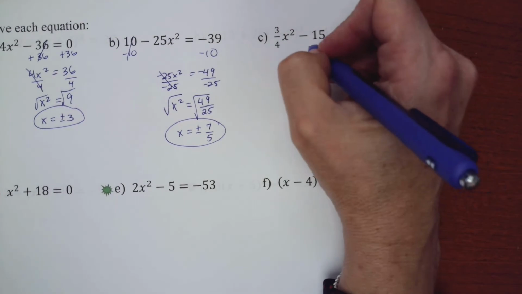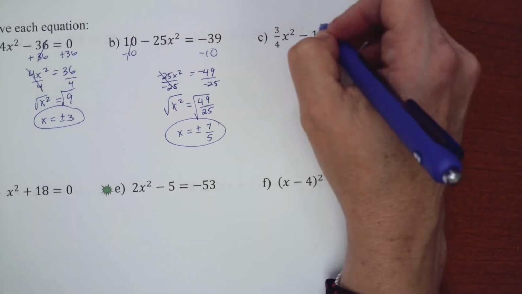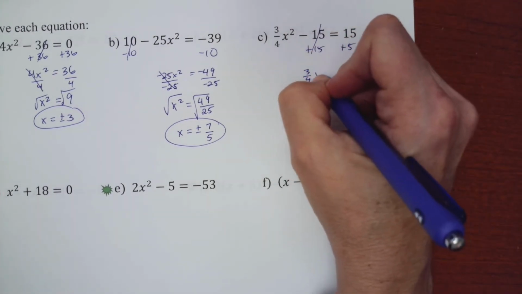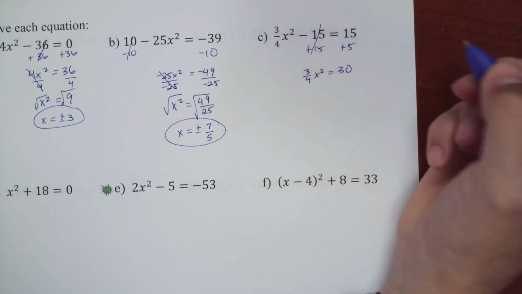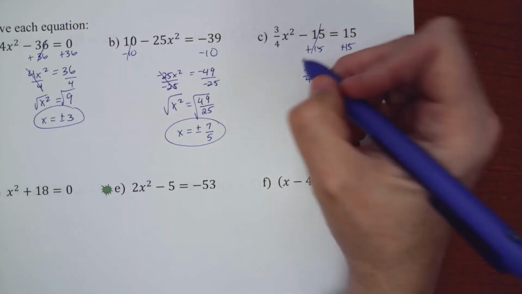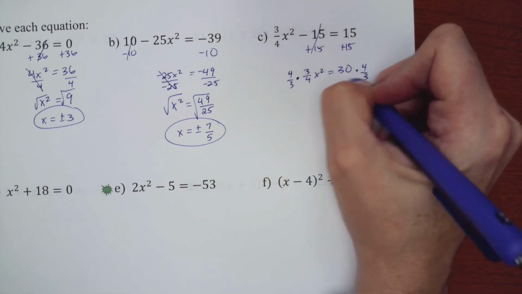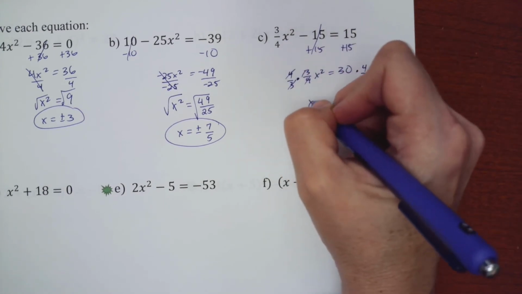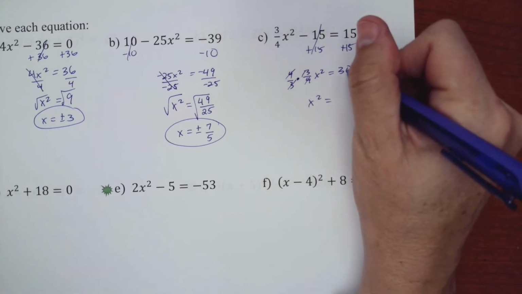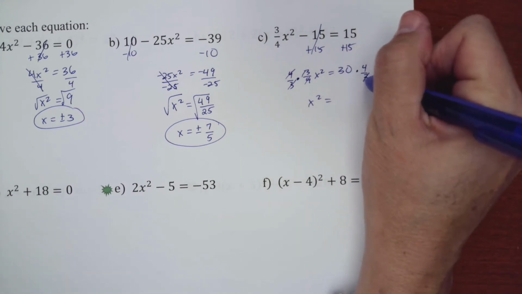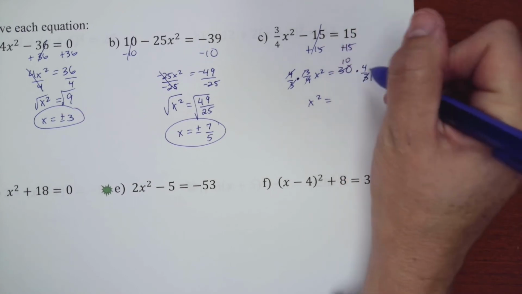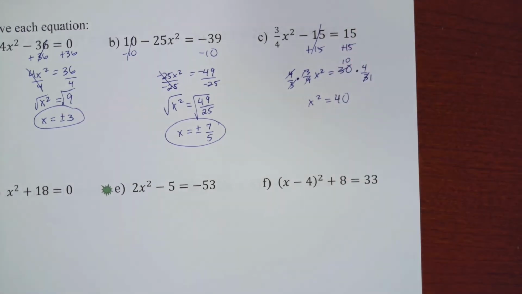All right, this guy, I'm going to add 15 to clean that up. I still have 3/4 x squared equals 60 now. Oh, 15, sorry. And so I'm going to multiply by the reciprocal, 4/3. So these all cancel, so I get x squared. So 3 goes into 30 10 times, so I'm going to say this is a 1 and that's a 10. So basically get a 40 over here.